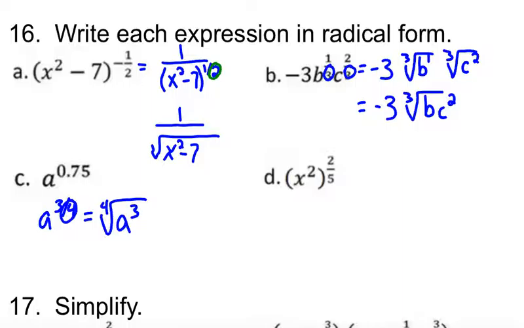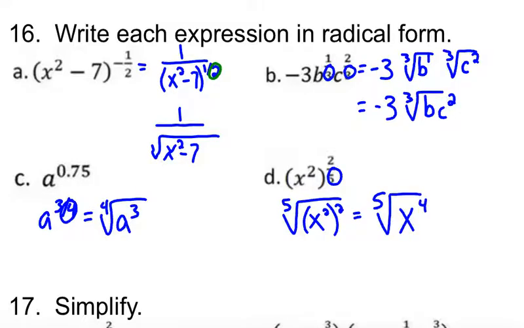And we're going to do similar here on part D. This is going to become our root, so we have the 5th root of x squared squared, which is the 5th root of x to the 4th. You could have also multiplied at the beginning, so another way you could have done this is multiplied 2 times 2/5 and said this is x to the 4/5, and then brought the 5 out as the index. Doesn't matter which way you go about that. Same answer.